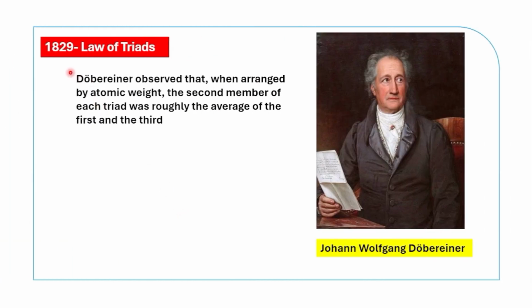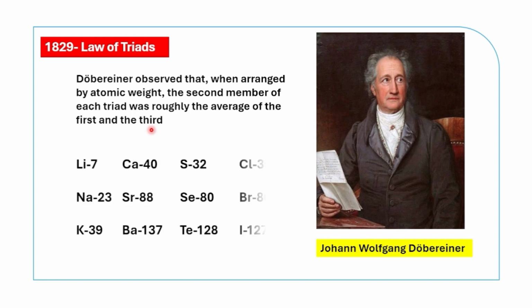In 1829, we came to the law of triads. So Döbereiner observed that when arranged by atomic weight, the second member of each triad was roughly the average of the first and third. Now let's see by example. If you arrange by atomic weight, the second member will be roughly the average of the first and third.